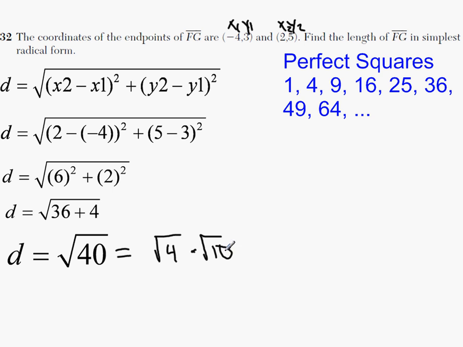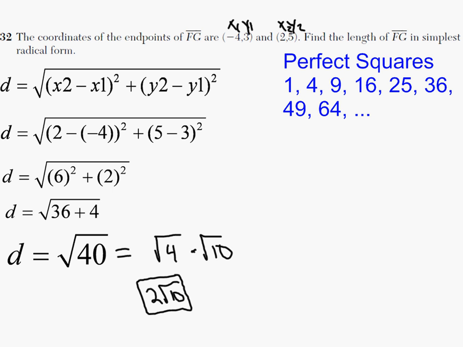Now you need another number here that's going to multiply with the 4 to give you 40. This number here does not have to be a perfect square, so it's going to be radical 4 times radical 10. You can't break that radical 10 down any further, so you're just left with 2 radical 10. And that's the answer in simplest radical form. And just in case you're wondering why you cannot break down that radical 10, the reason is because you can't find a perfect square that's going to go into 10.